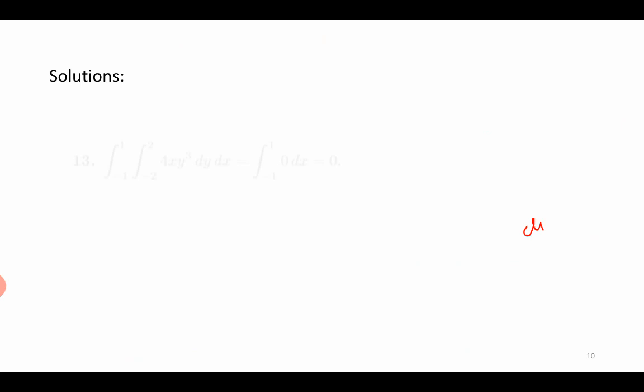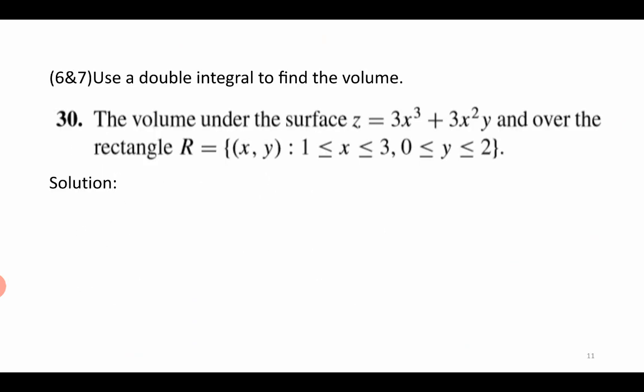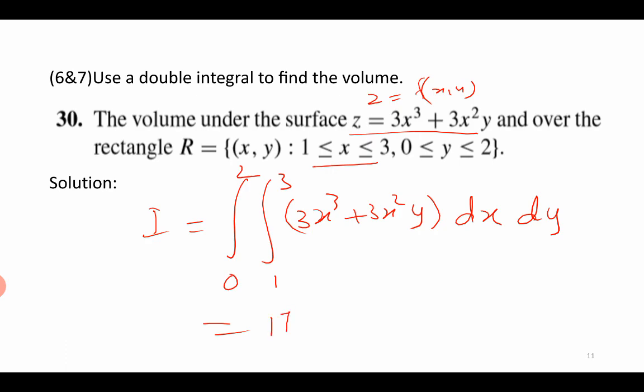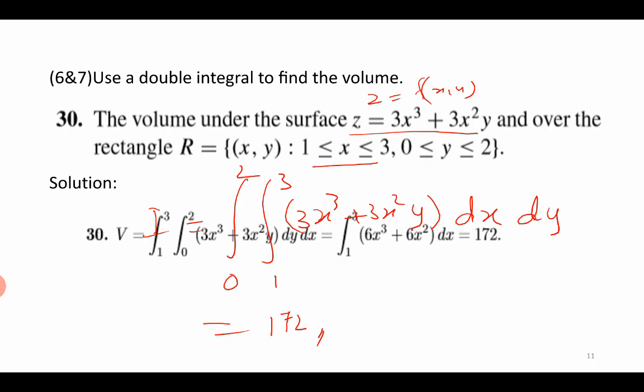Okay. Next, two more problems, I think. Here straight away you can integrate. This is z as a function of x and y, isn't it? So this is the term to be integrated. Double integral. You can write 3x cube plus 3x square y. You cannot separate it into the product of two functions, one a function of x, another a function of y. It's not possible. So dx dy, you can write dx, x is from 1 to 3. Outer integral y from 0 to 2. I'll leave this work to you, because the idea has been clear by this time, I think. And the answer is in the PowerPoint. You can check the answer is coming around 172.